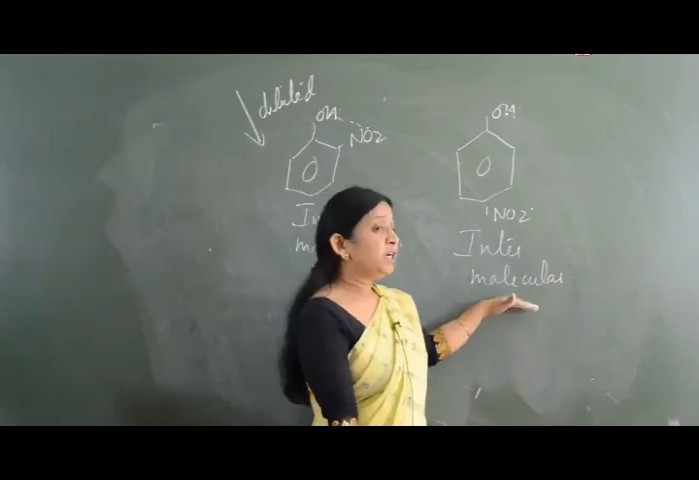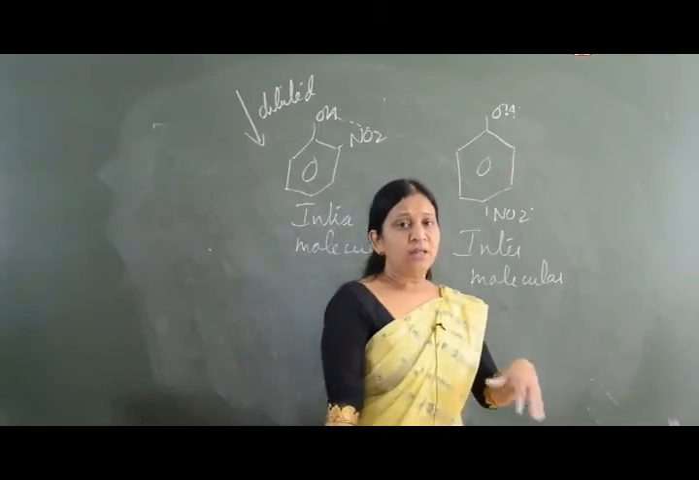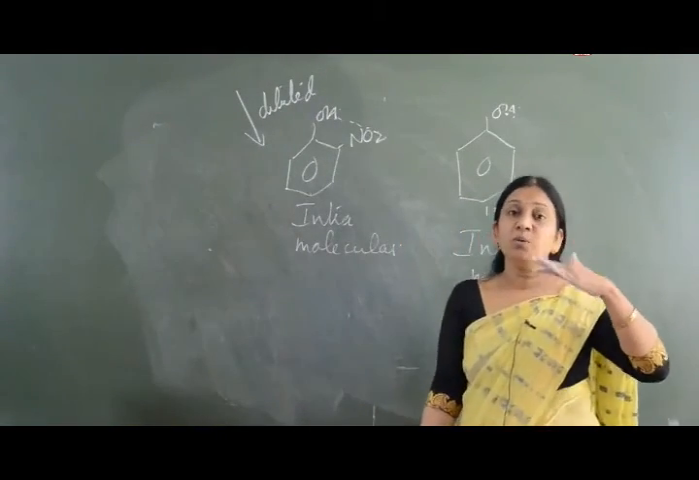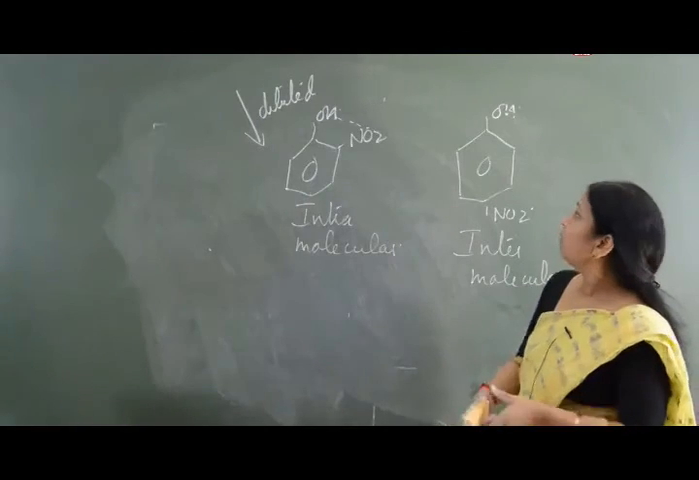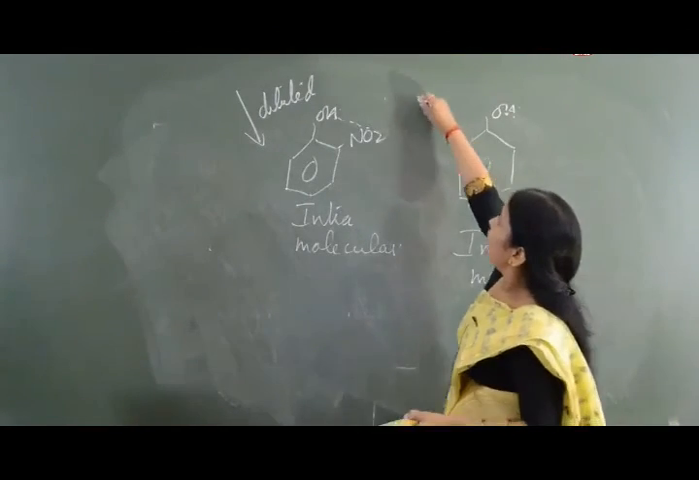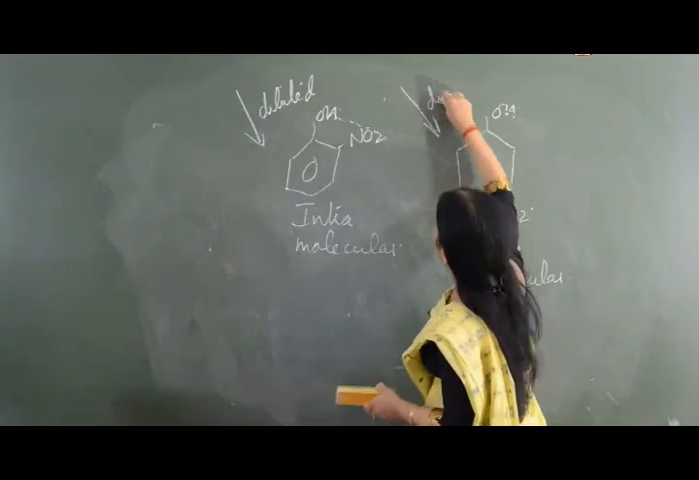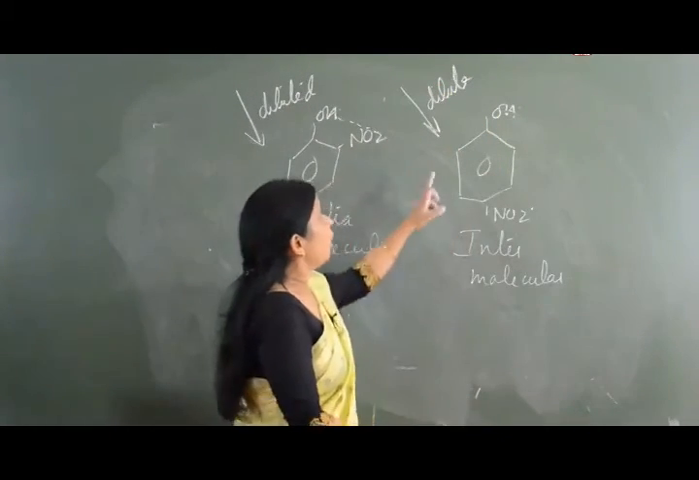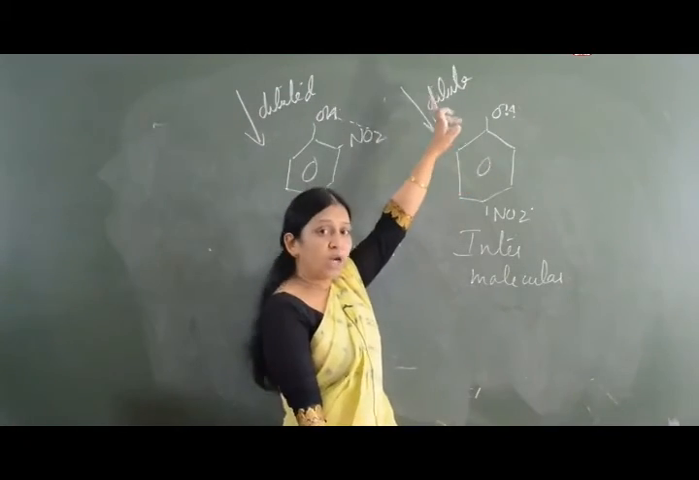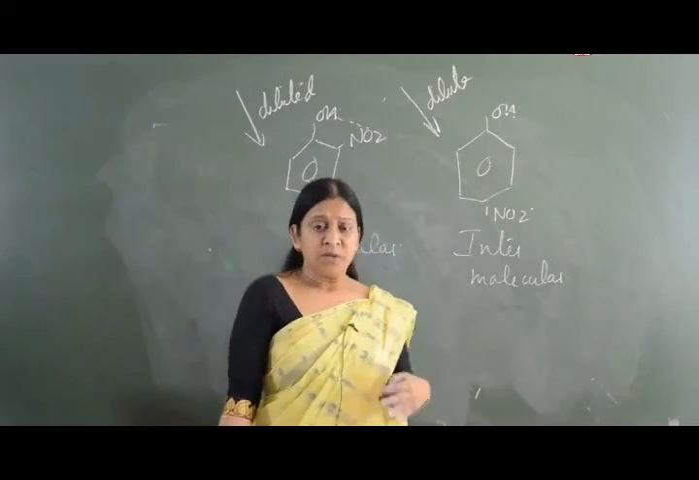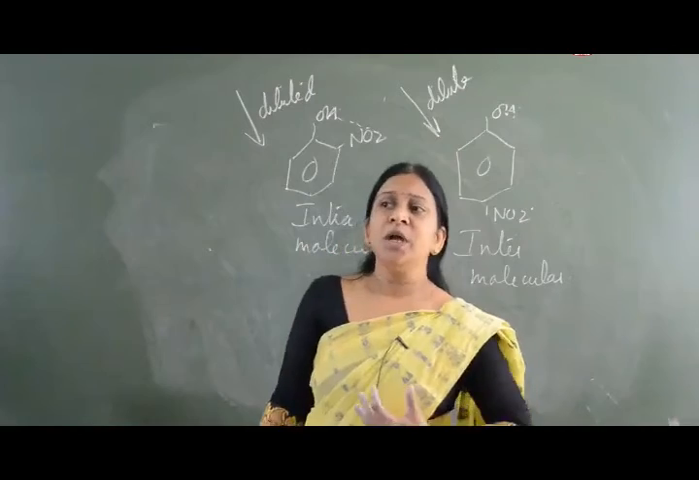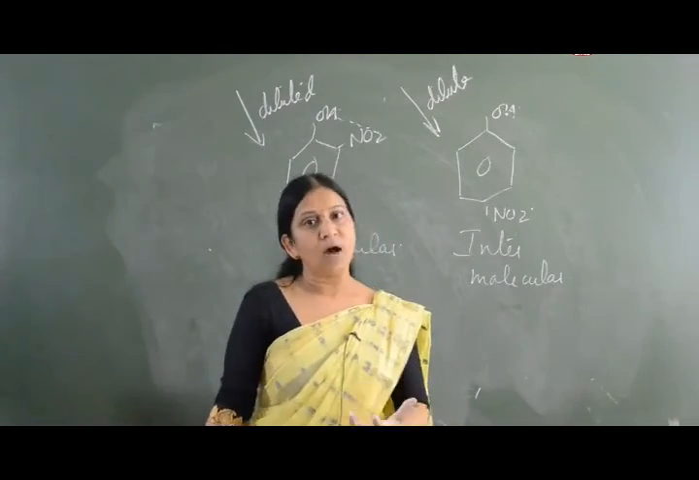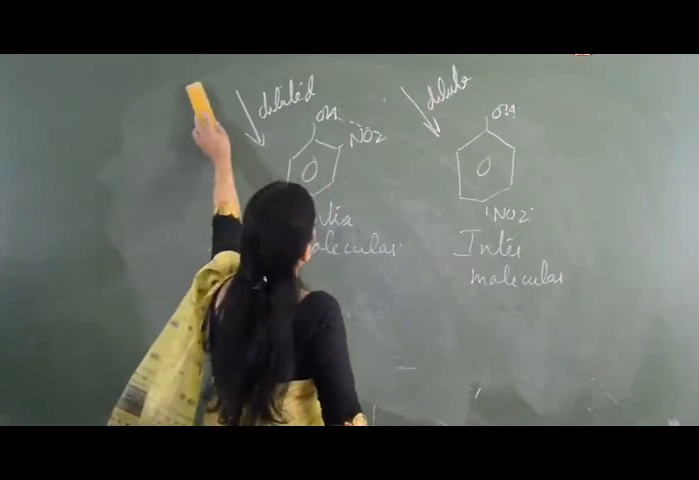But in case of intermolecular hydrogen bonding, the absorption band will diminish, it will become weak, because when we dilute the molecule having intermolecular hydrogen bonding, the bonding is going to take place between OH and water molecule. So this is how we can distinguish inter and intramolecular hydrogen bonding on the basis of IR spectra.